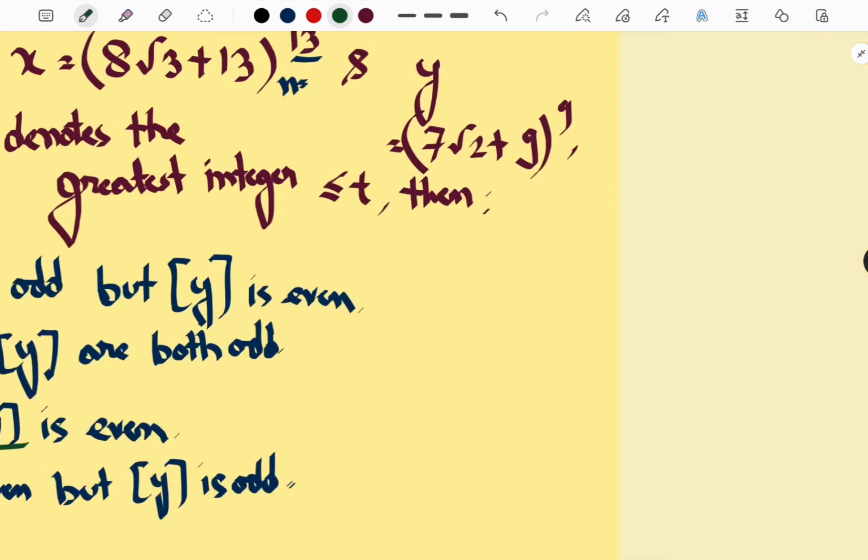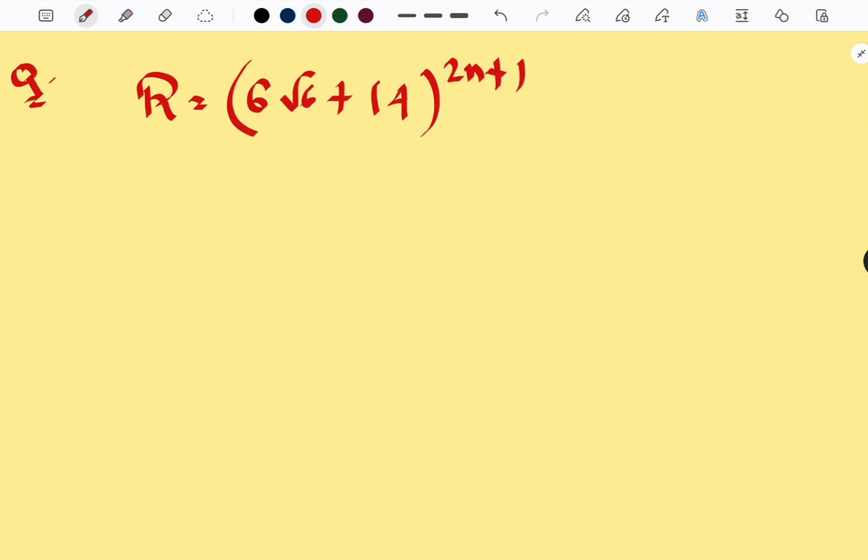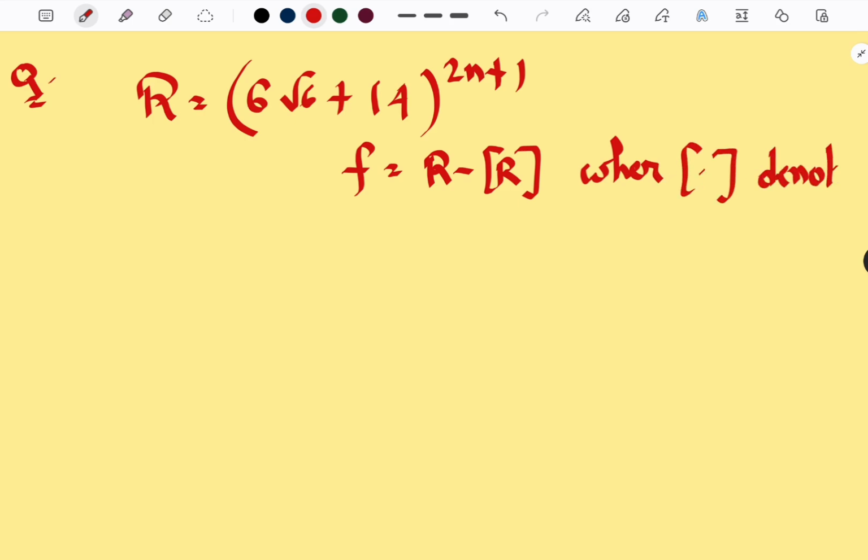So D is obviously wrong. Now this was an easy question. Next, another question says, suppose R is equal to (6 root 6 plus 14) to the power 2n plus 1, and F is equal to R minus [R], that is, F is the fractional part. So R minus the integer part of R, where [ ] denotes the GIF function, that is, the greatest integer function.